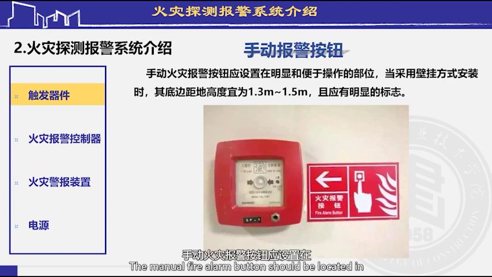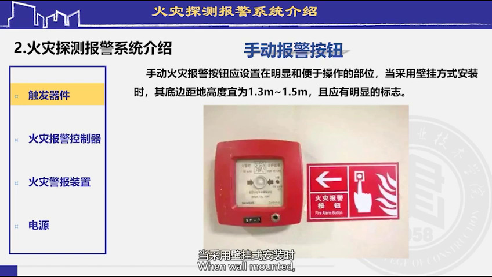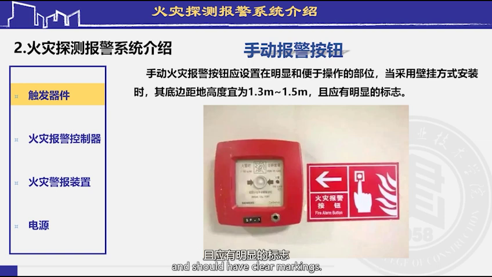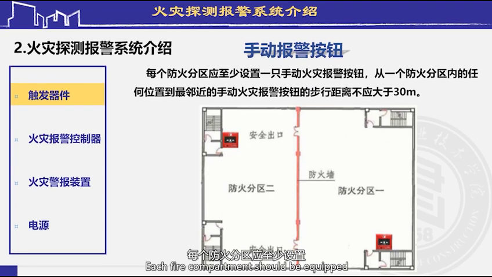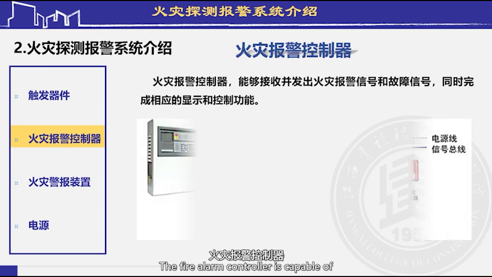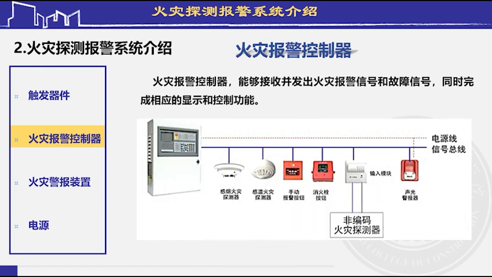The manual fire alarm button should be located in a prominent and easy to operate position. When wall mounted, its bottom edge should be 1.3 meters to 1.5 meters above the ground, and should have clear markings. Each fire compartment should be equipped with at least one manual fire alarm button. The walking distance from any location within a fire zone to the nearest manual fire alarm button should not exceed 30 meters.